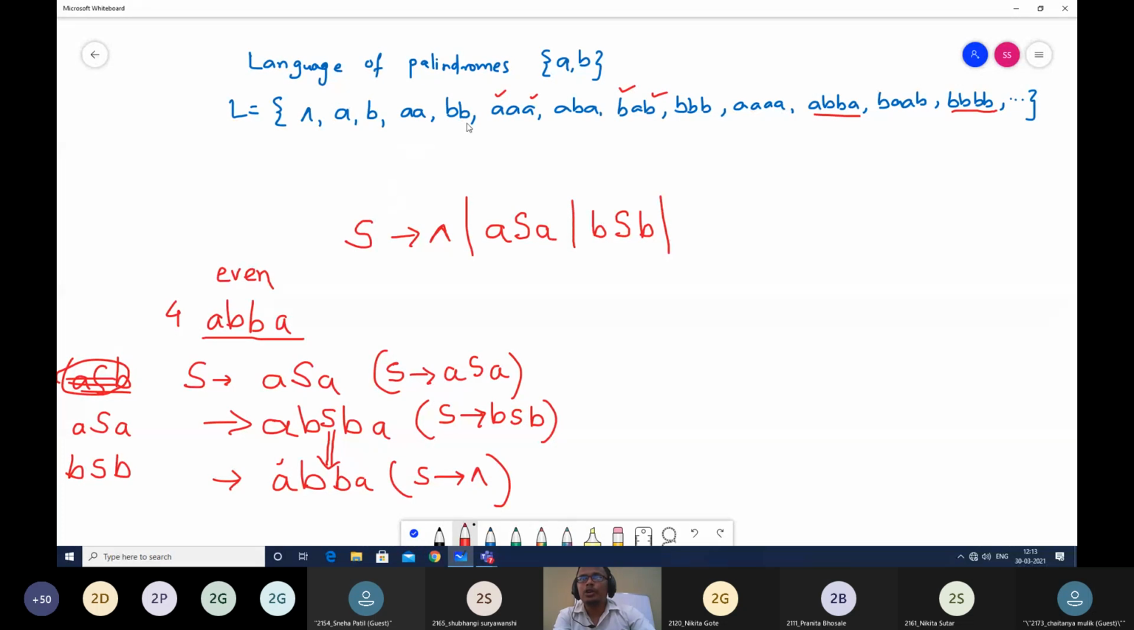Suppose I have a two length palindrome, suppose AA or BB. How will it be handled? Suppose I have a palindrome like AA. So I'll apply S gives ASA. So both the A's are done. Then this S will again be null. So AA I'll get. Are you getting this?